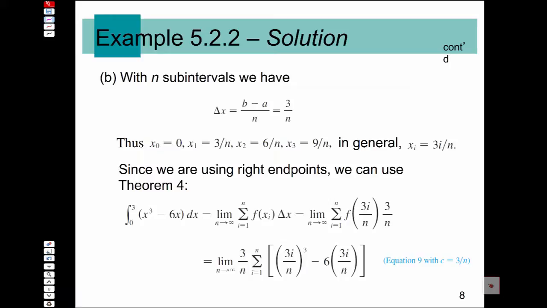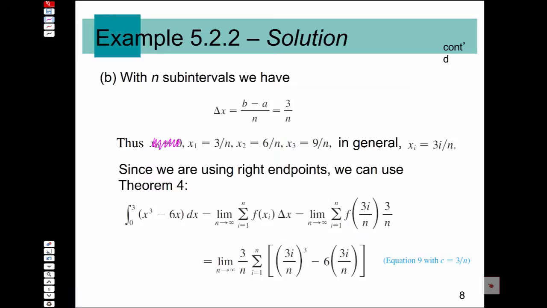In this case, we can compute the width of each rectangle again. Delta x is b minus a over n, and of course b is 3 and a is 0, so we get delta x equal to 3 over n. And then we need to compute the right-hand endpoints of each of the rectangles.